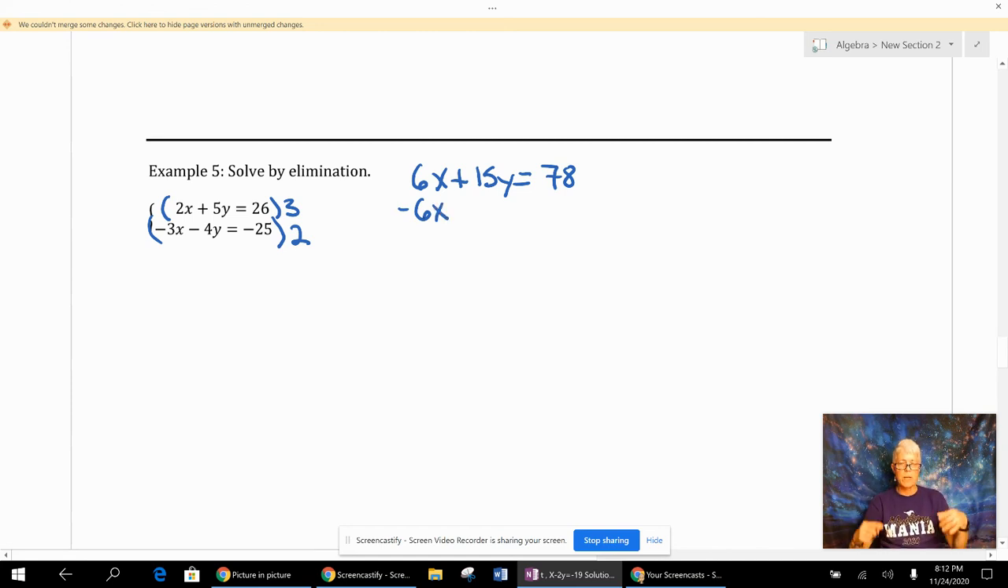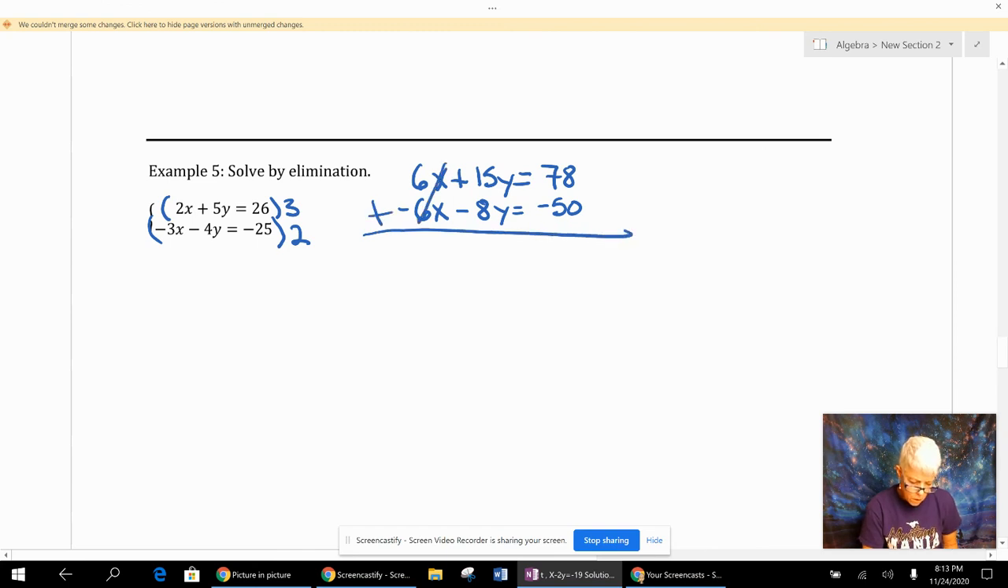So sometimes you have to look ahead and see, what do I need to do to have a plus something and a minus something that will cancel each other out? So that's going to be a -8y equals a -50. So fun. This goes away altogether, and I end up with a 7y equals, what do I end up with? A 28. Divide by 7, divide by 7, y equals 4.